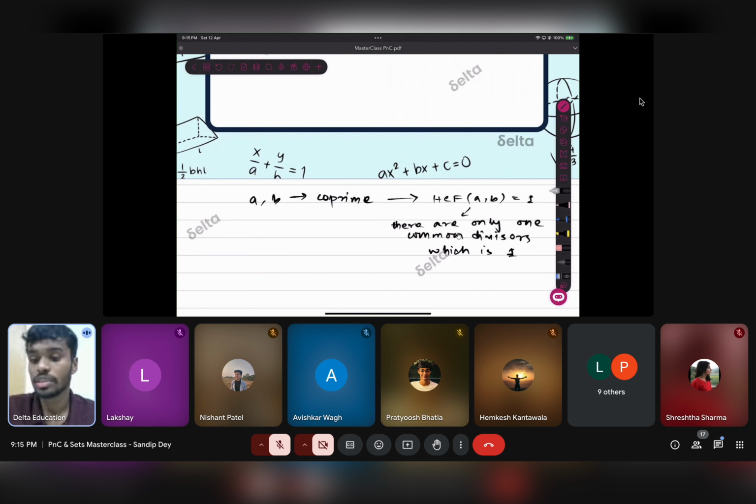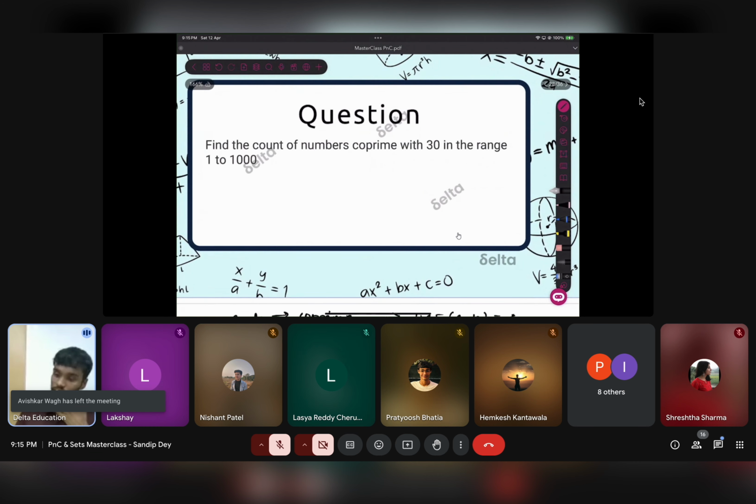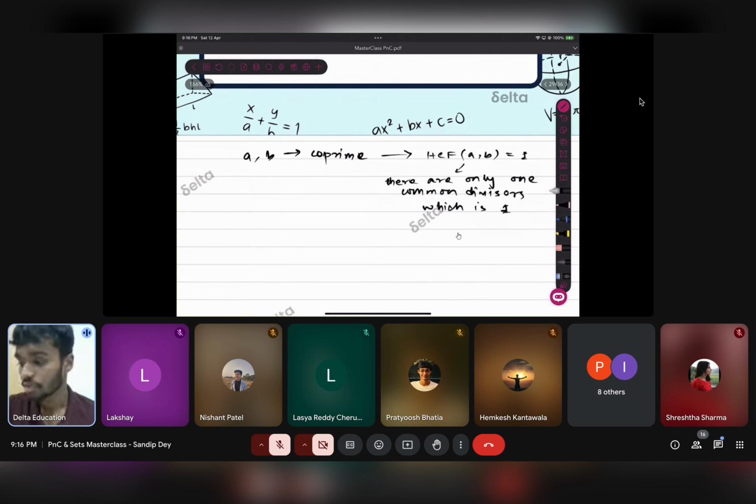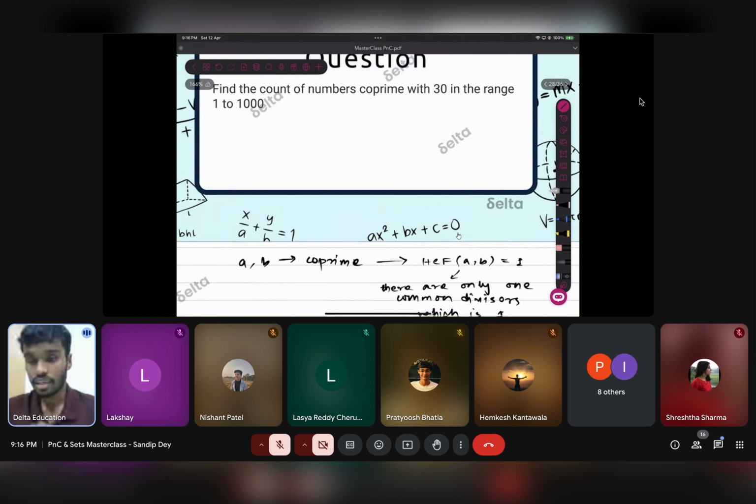Other than that, both of them cannot be divided by a number other than 1, right? So if I want to count the number of numbers co-prime with 30 in the range from 1 to 1000, how can we calculate that, and how is set going to play a role there? That is a question. So let's see.